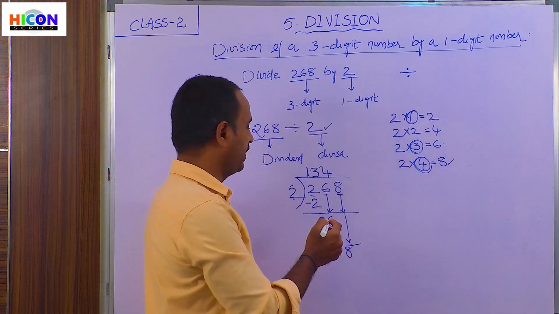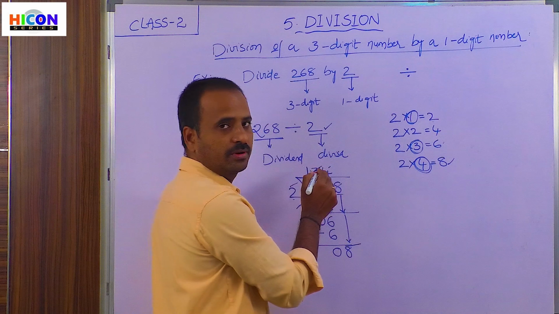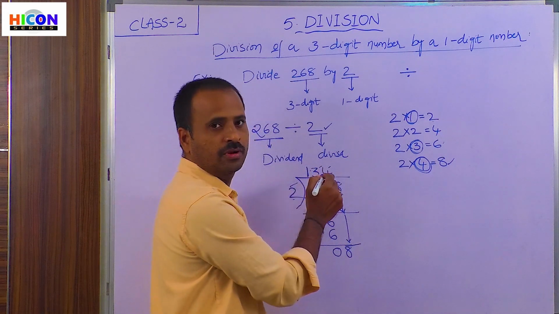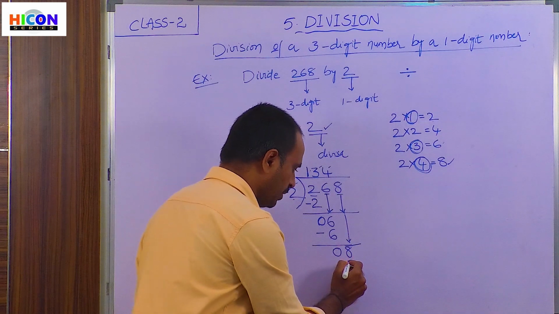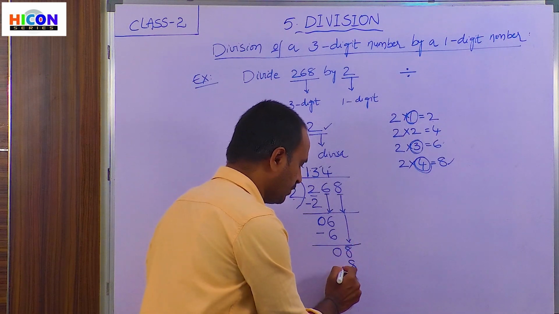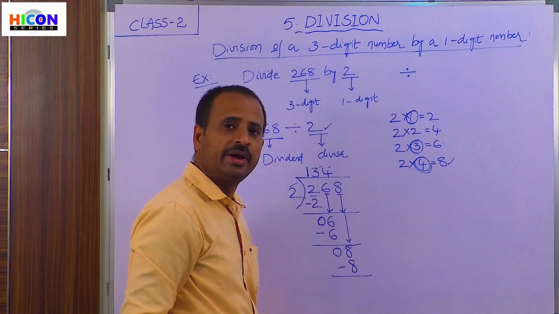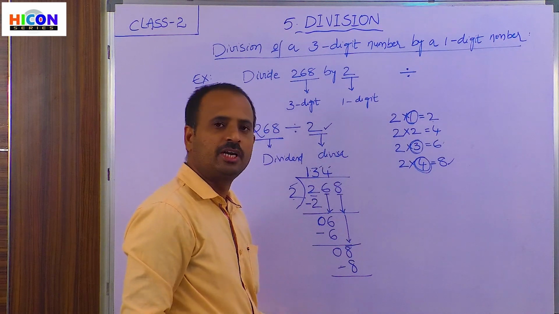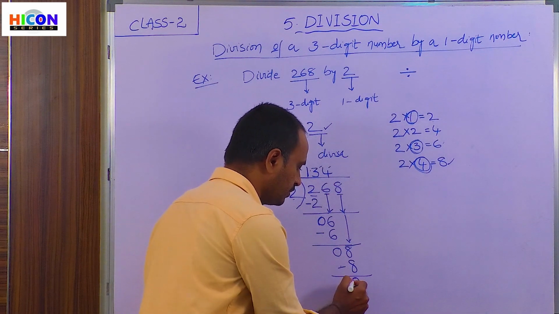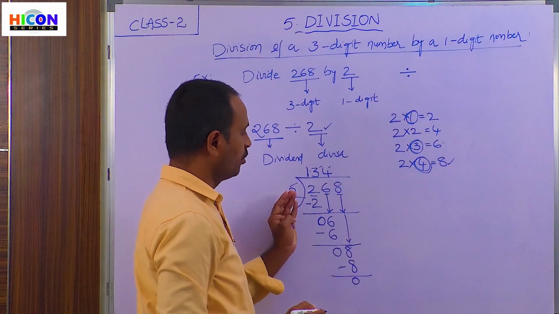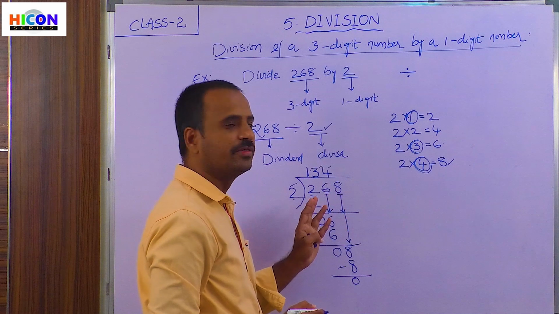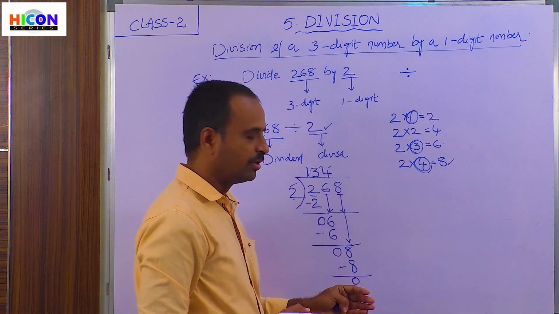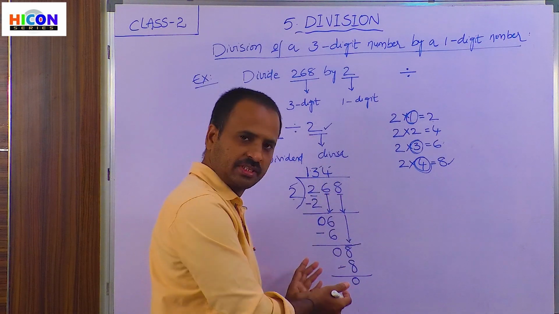Now again multiply the 2 and 4. That is 2 into 4. 2 4s are 8. So write 8 below the third digit and subtract. So 8 minus 8, how much children? 8 minus 8, 0. And now there are no more digits. That means there is no fourth digit, there is no fifth digit in the dividend. So there are no digits to bring down. So now the division is completed.